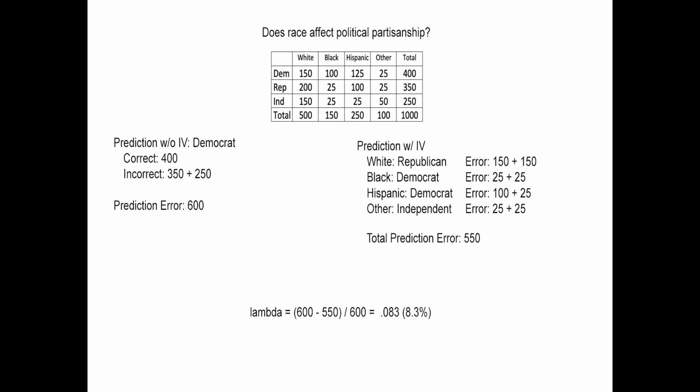Now that we have our prediction errors, we can solve for lambda. In our numerator, we're going to take our 600 errors we made when we didn't know the independent variable and subtract our 550 errors when we did know the independent variable. That gives us a prediction improvement of 50 values, or 50 observations. We want to know what proportion that is of our total original error. So we divide our 50 improvements by our total error of 600, which in this case gives us an 8.3% proportional reduction in error. Once again, this is relatively low compared to some other cases, so we conclude that there's a weak relationship between race and political partisanship in this example.